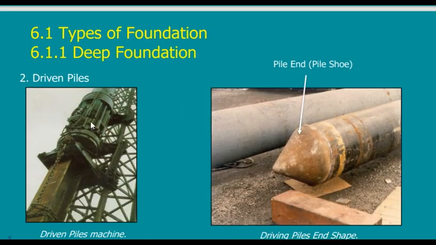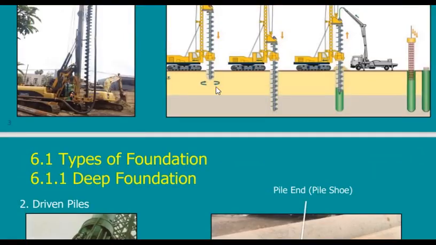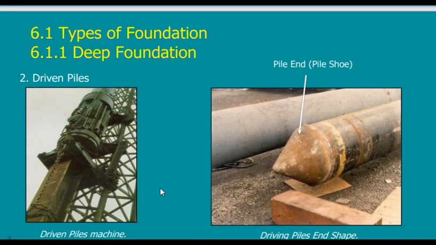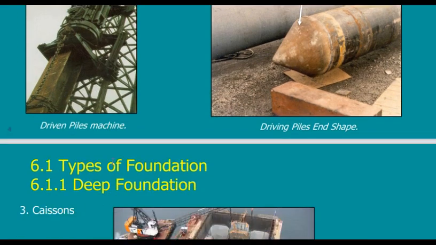The other type is called driven piles. Driven piles are the same as this one, but the piles are cast outside, outside the site or outside the location where they should be inserted, and I get it precast and just hammer it in place to reach the maximum depth I can push. Of course, I should have an edge like this to help me push the pile down into the ground, and I should have something on top to hammer on top of the piles.